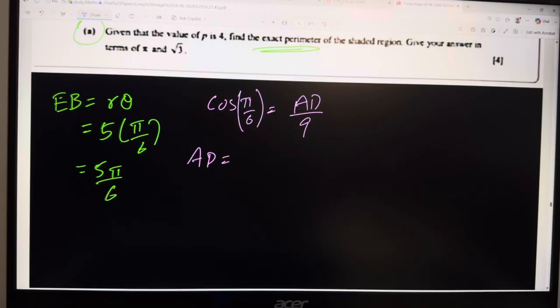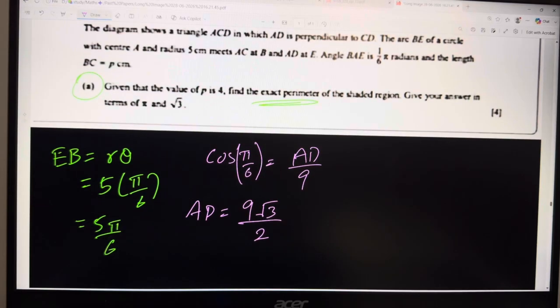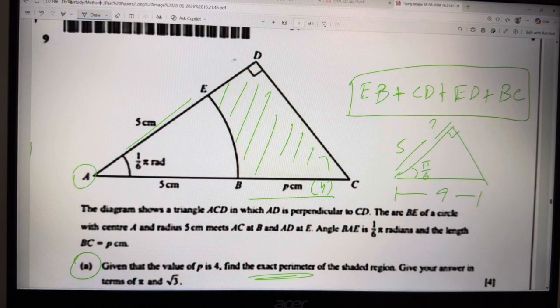Okay, cos pi by 6 times 9. Okay, AD becomes 9 under root 3 upon 2. Okay, so now look here. I found AD. AD became 9 under root 3 upon 2.